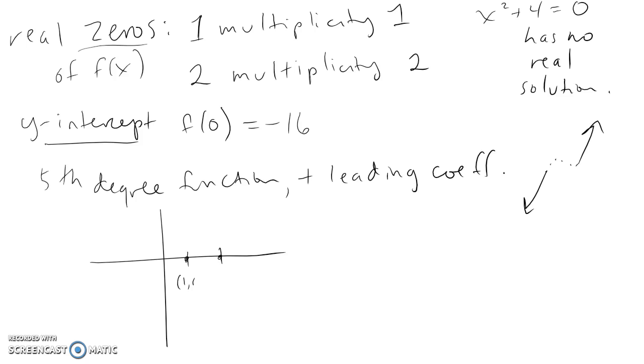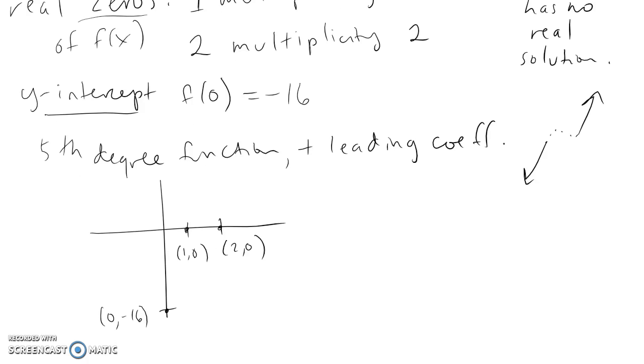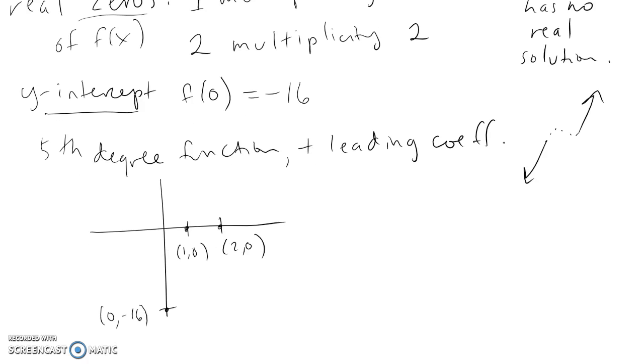So we have 1, 0 and 2, 0 as our real zeros, and we also have 0, negative 16 as our y-intercept, right? 2, 0 is a zero of multiplicity 2, which means our function's going to touch the x-axis there but not cross it. 1, 0 has a multiplicity of 1, so it's going to cross, and of course we're going to cross right through the y-intercept. So this is kind of a rough graph of what this function looks like.